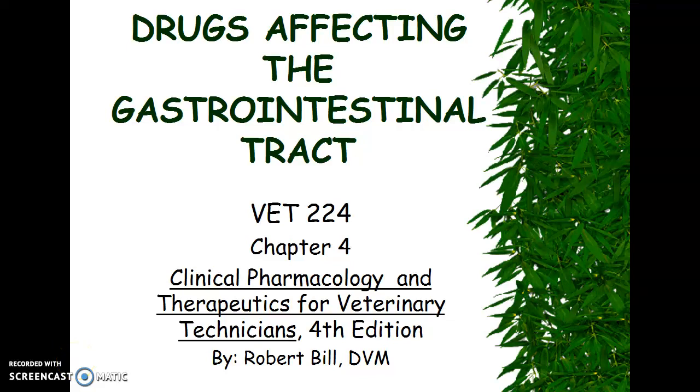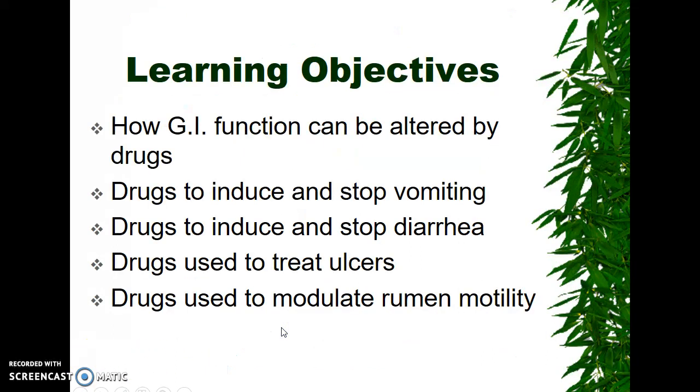Chapter 4 is about drugs that affect the gastrointestinal tract. These are some of the most common things that we treat animals for in veterinary medicine. So in this chapter, we're going to talk about how we can alter GI function by using drugs.